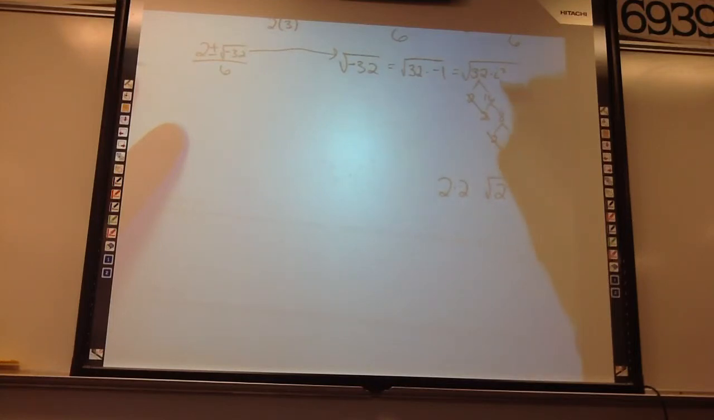Or you could even do this. You can do i times i. Oh, hey, there's 2 of them. Bring out 1. So now we have 4, and I actually wrote this wrong. It should be 4 root 2 i. Always just write the i at the end, in the back.